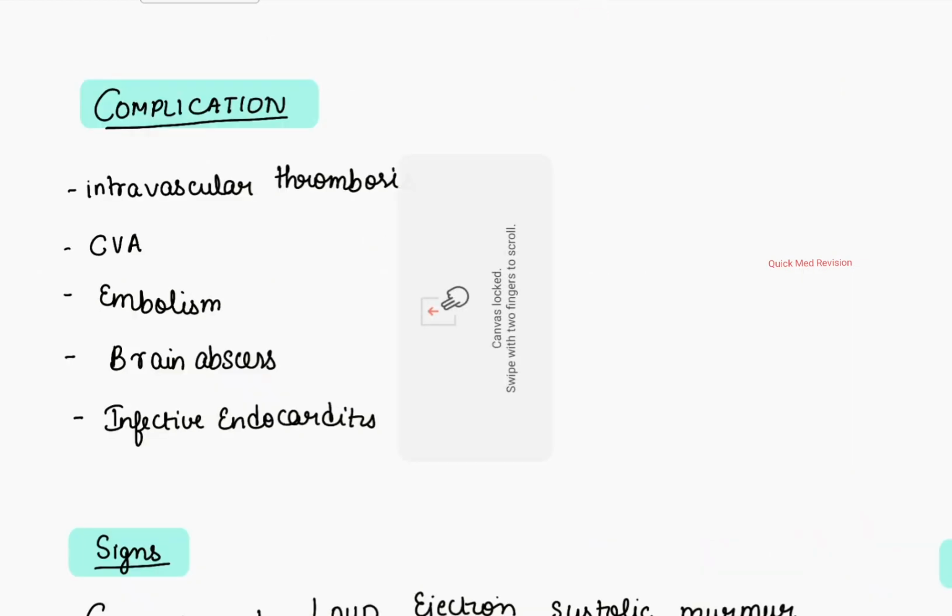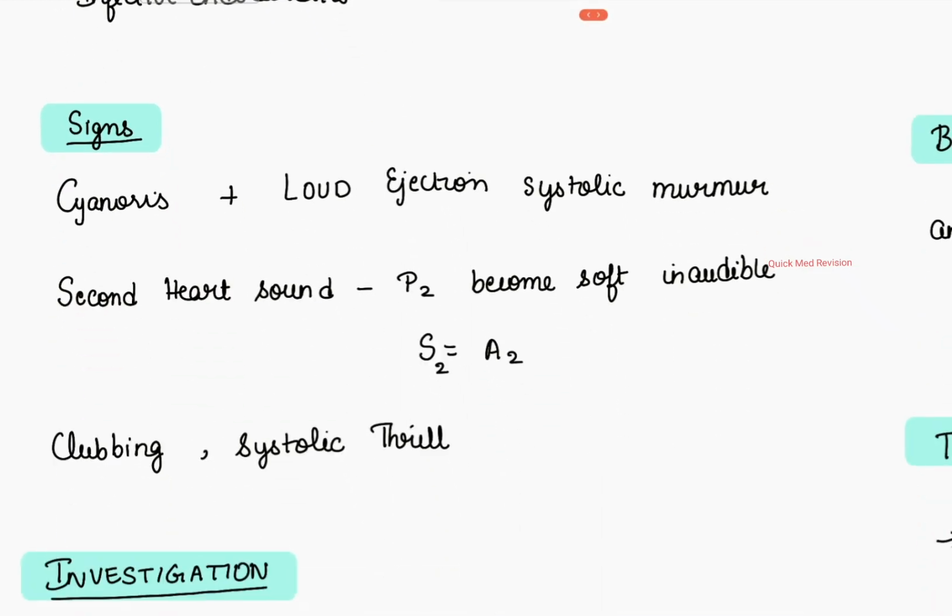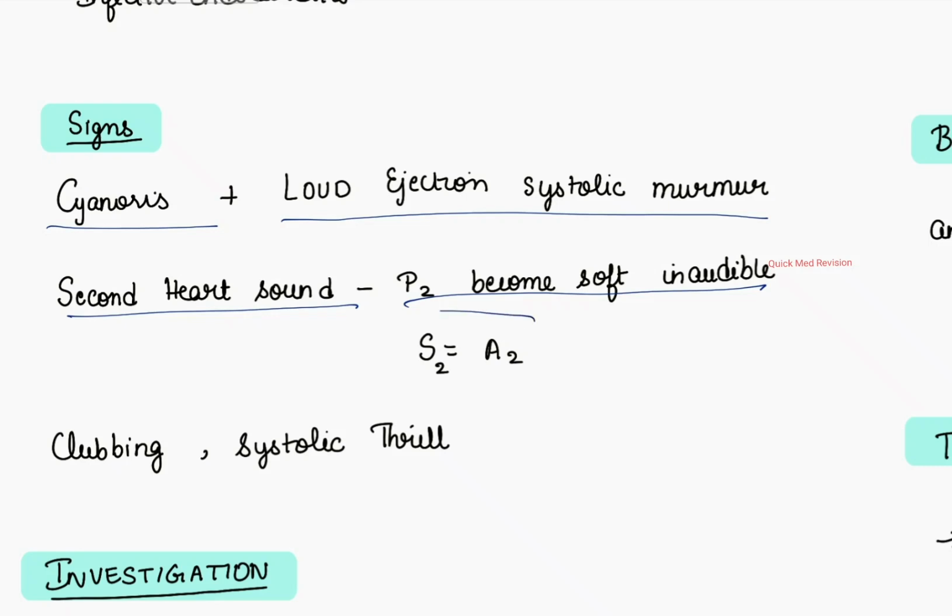Then we have complications of tetralogy of Fallot. There will be intravascular thrombosis, cerebrovascular accident, embolism, brain abscess, and infective endocarditis. Next, we have signs. Cyanosis will be there along with a loud ejection systolic murmur. The second heart sound, P2, becomes soft and inaudible, and S2 is equal to A2. Clubbing and systolic thrill will also be seen.